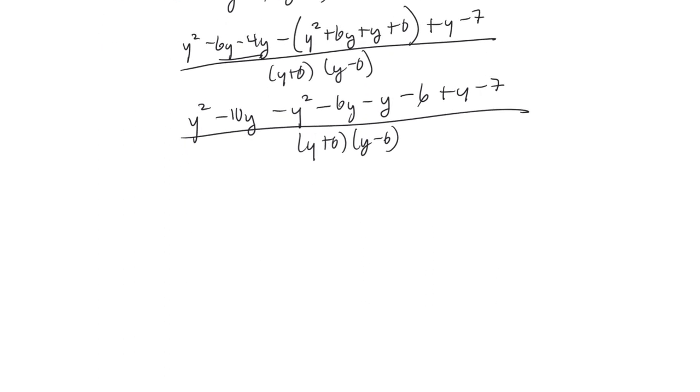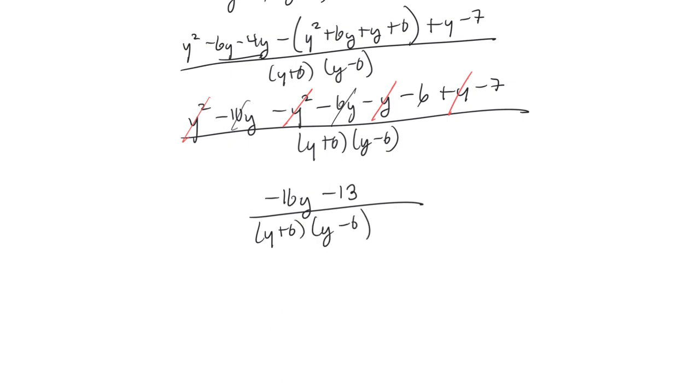Now on the top, y squared minus y squared cancels out. So now let's check out our other y's. Oh, here's a minus y and a plus y. They would cancel out too. So I have minus 10 minus 6. So that would be minus 16y. That gets rid of that. And then all I have left is minus 6 minus 7, which is a minus 13, all over y plus 6, y minus 6.